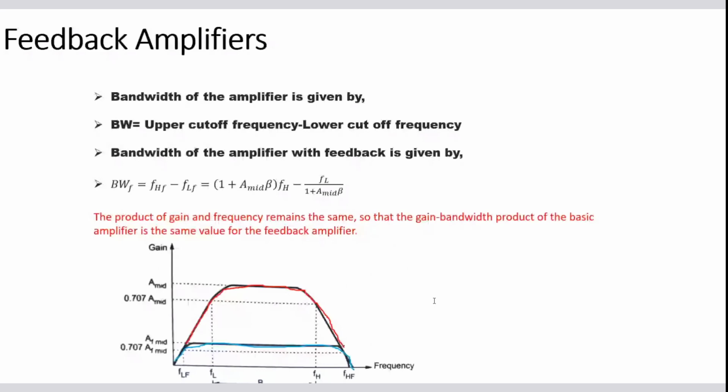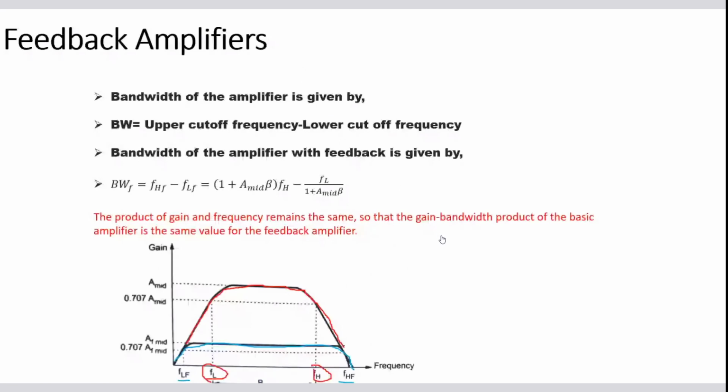If I want a larger bandwidth, I will introduce feedback, but because of that, I have to sacrifice something. That sacrifice is actually the gain. Check the gain of the red curve here and the blue curve here. Here the bandwidth is very high after introducing feedback. That's why it is given as FLF and FHF. Whereas for the red curve that I have approximately drawn here, the bandwidth depends on the lower cutoff frequency and the higher cutoff frequency.